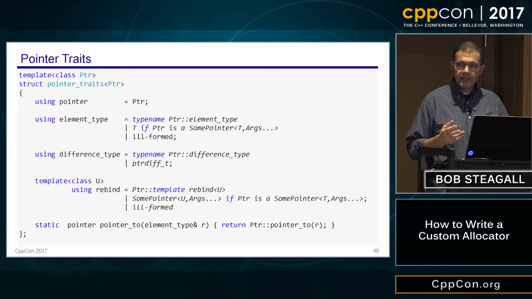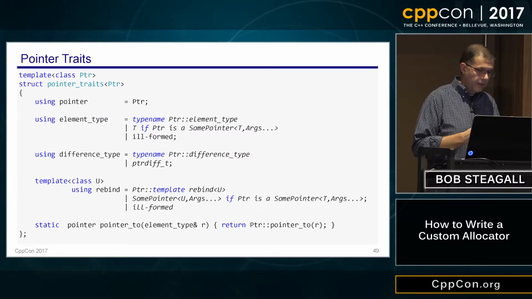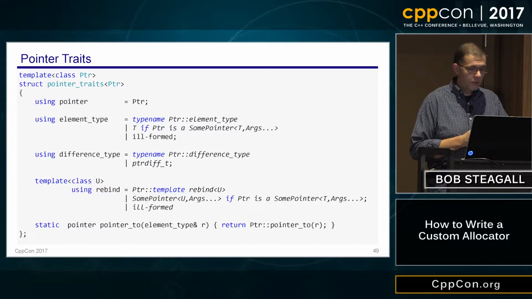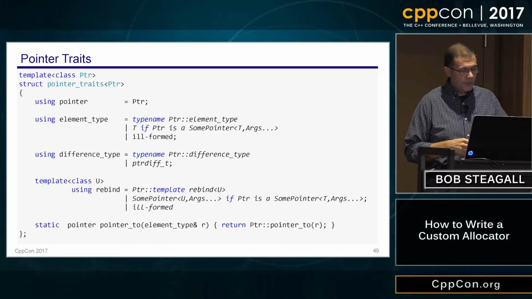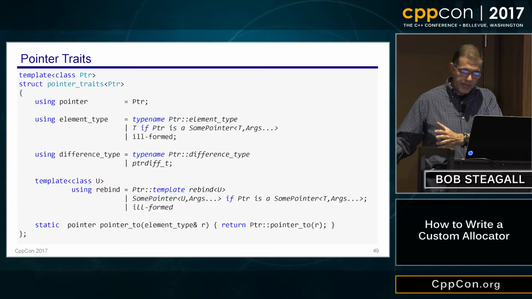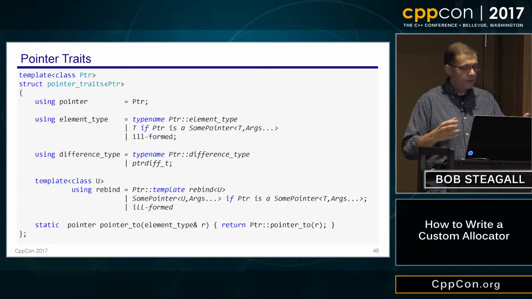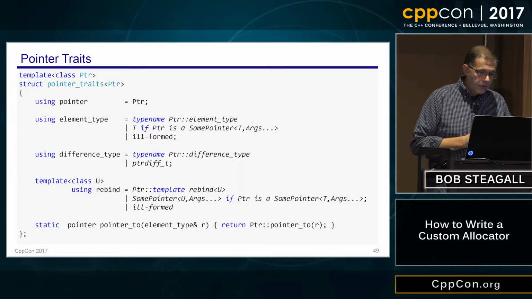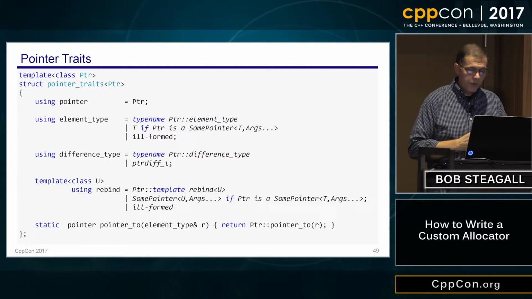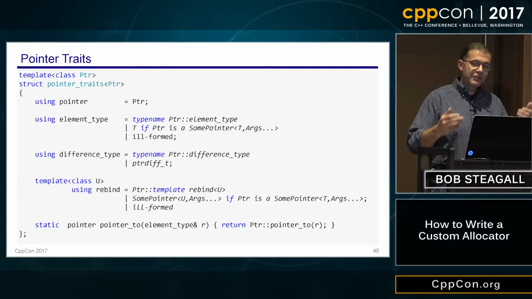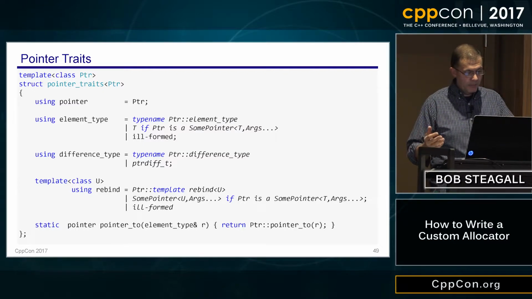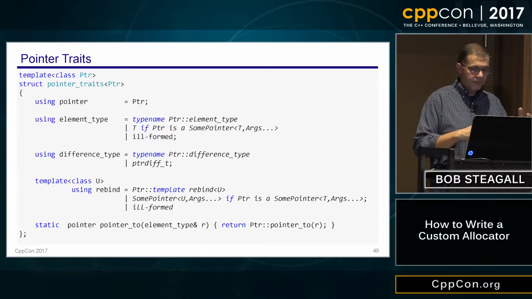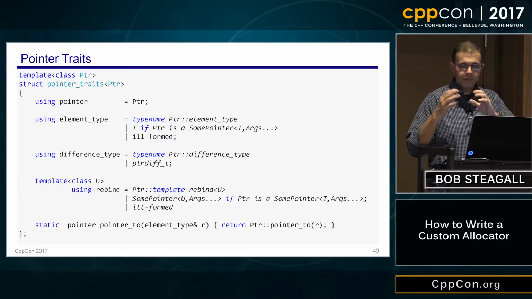If neither of those things happen, then a specialization or instantiation of this is ill-formed. Likewise, with difference type, it looks to see is there a nested difference type in your pointer type. If not, it's pointer diff T. And it also looks to see does your pointer type have a rebinder, and if it does, it uses that. Otherwise, it looks to see is your pointer type a template, and it rebinds it by creating a pointer type specialization with a different first argument.